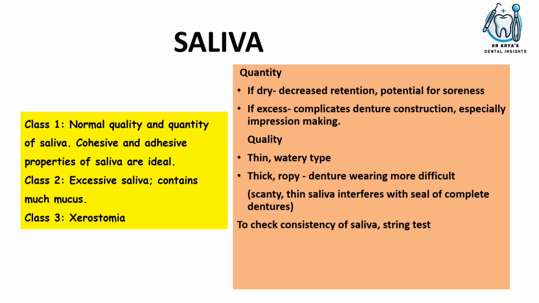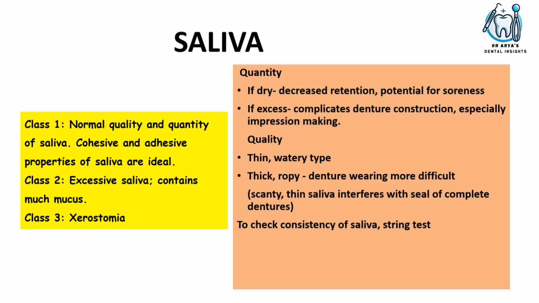Major salivary gland orifices should be examined to ensure that they are open. The amount and consistency of saliva affects denture retention and construction, and the amount of saliva can be classified as class 1 normal, class 2 excessive and class 3 xerostomia. So if there is dry saliva, then the retention can be compromised and there is potential for soreness. If there is excessive saliva, then it complicates the denture's construction, especially impression making.